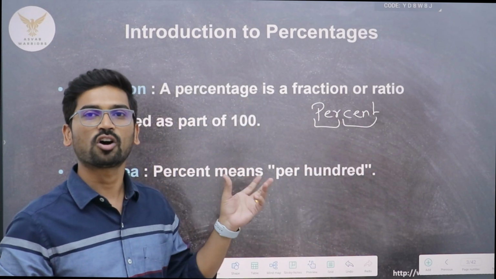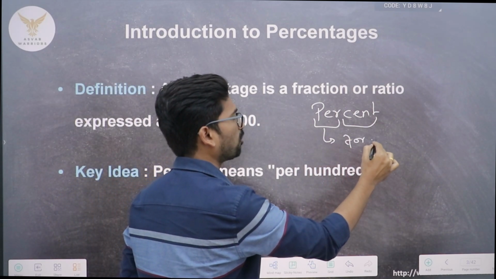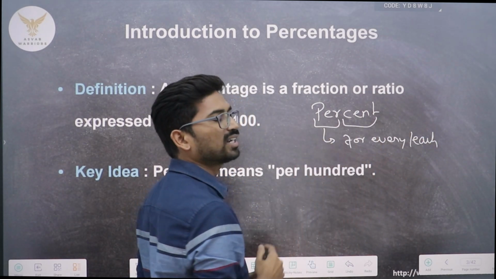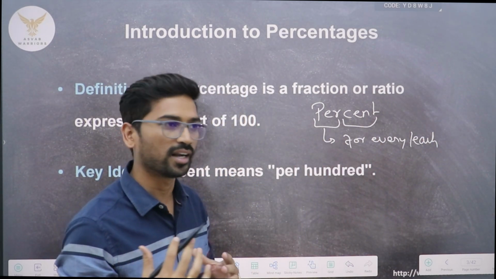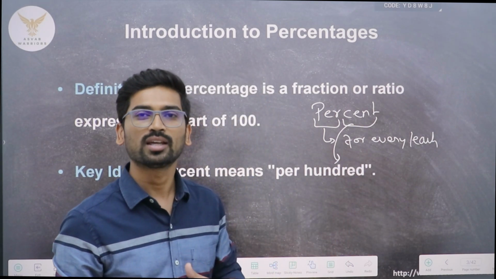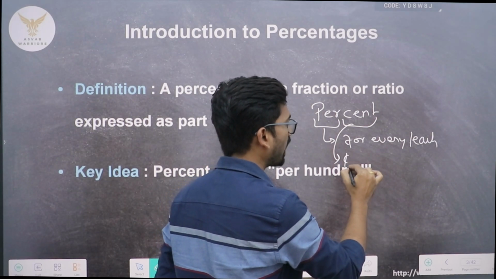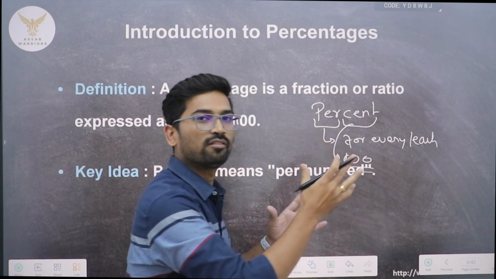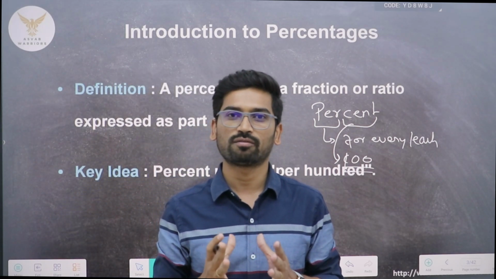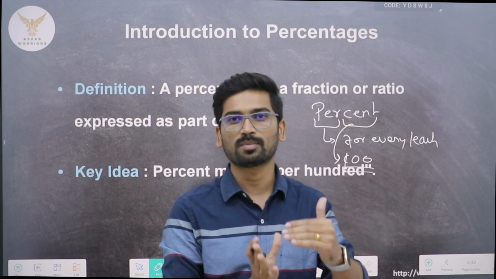Per means for every or for each. And what is cent? Cent is obviously 100. Like $1 has 100 cents. Why? Because cent means 100. So for every 100, how much did you get? Like what percentage of marks you got? It means for every 100, how many marks you got?